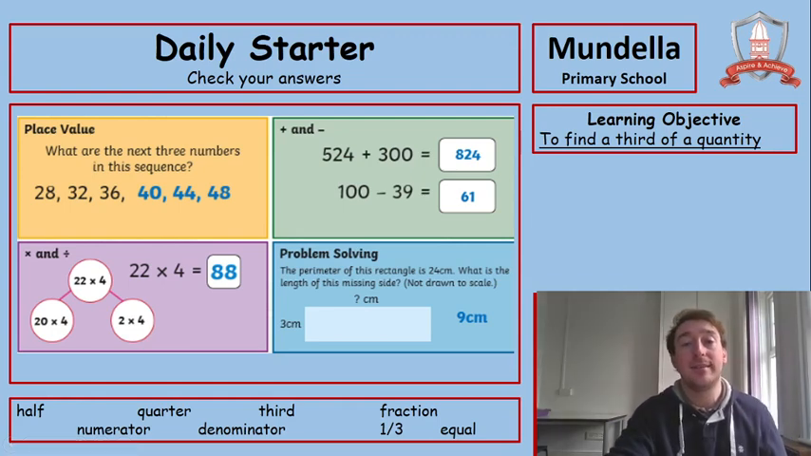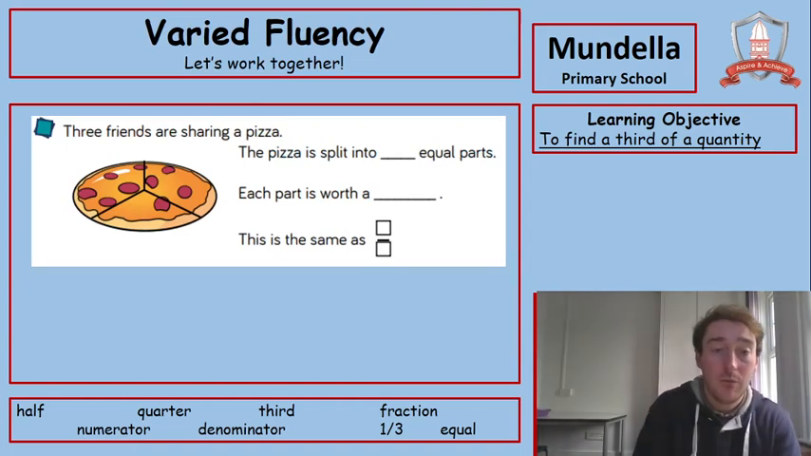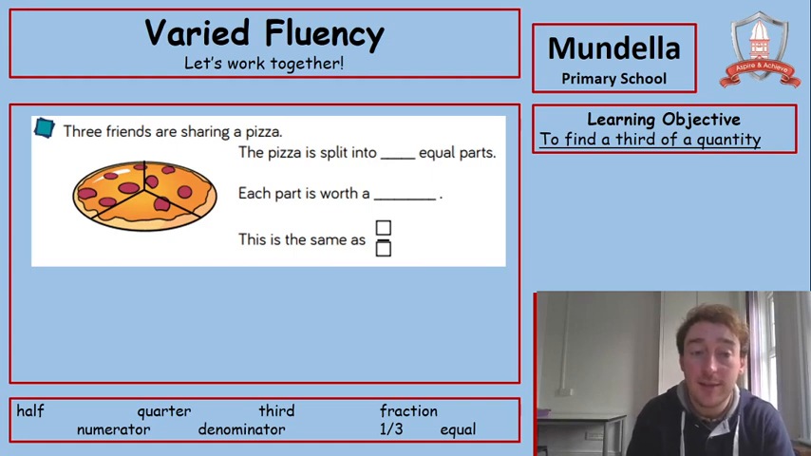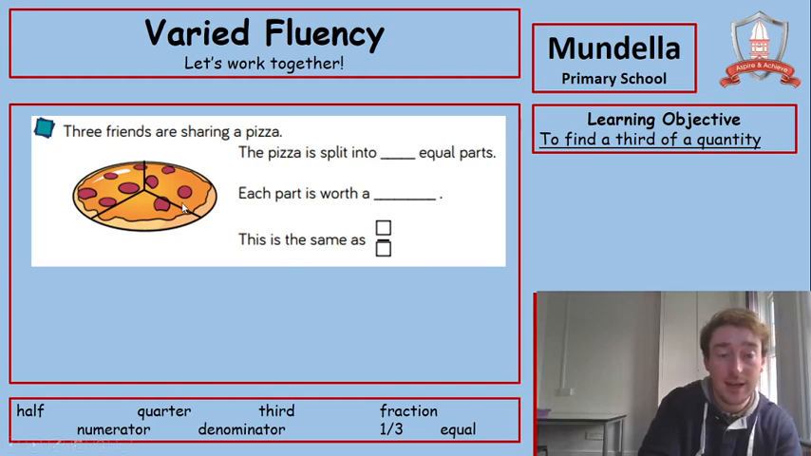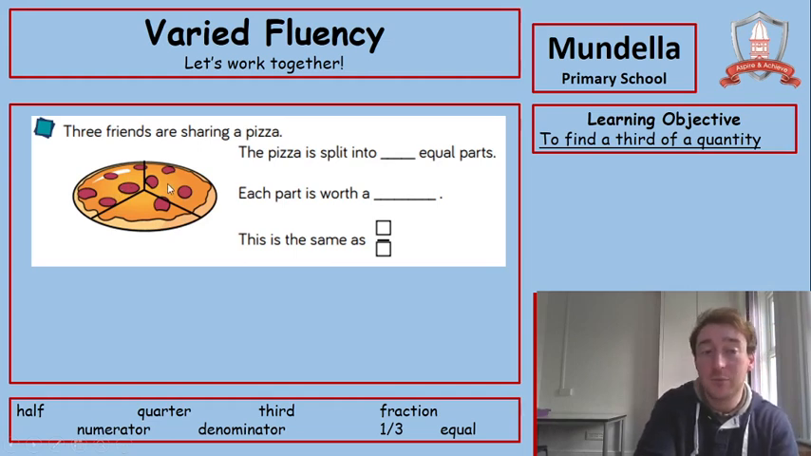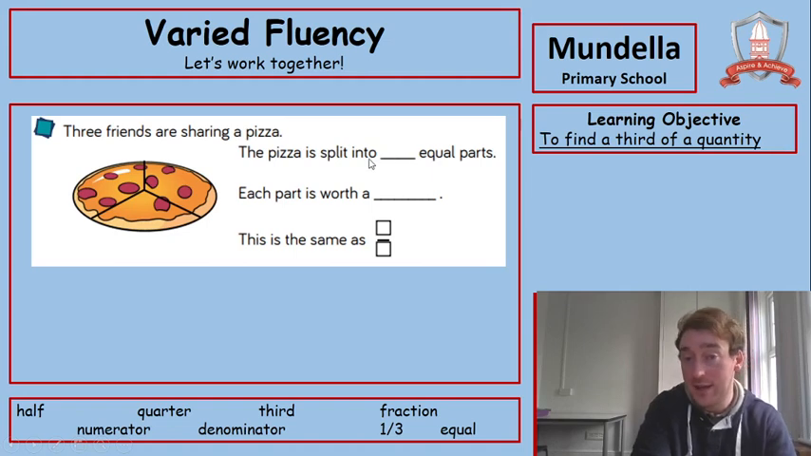Let's have a look at what we're doing today. Well, let's do one together, first of all. It says 3 friends are sharing a pizza. So we can see the pizza in the picture on the screen here, and it looks like they've shared it equally to me. That's what good friends do. So the pizza is split into 1, 2, 3 equal parts. So I would write 3 here. Each part is worth a, what do you think?